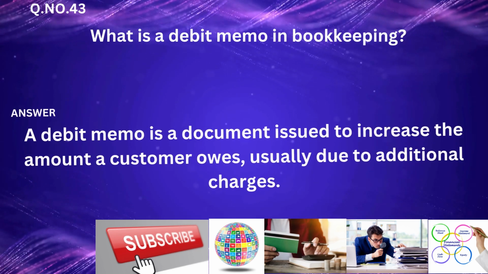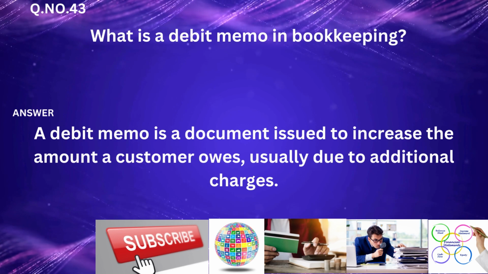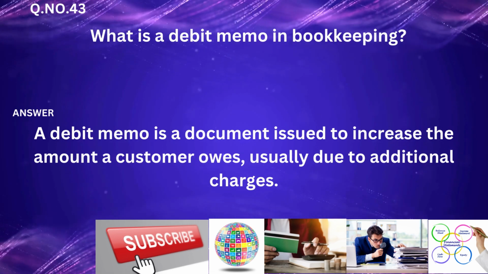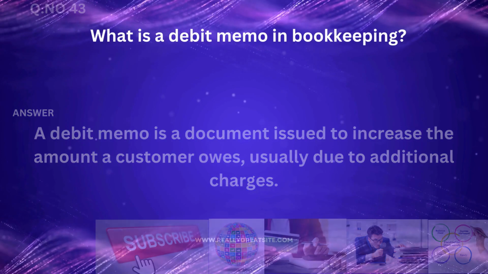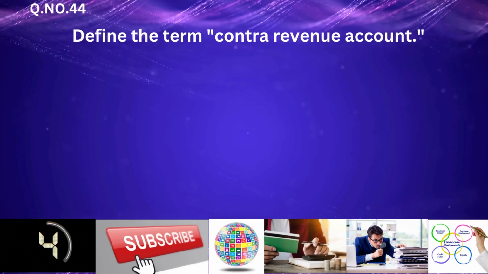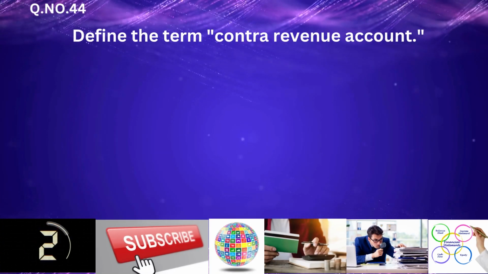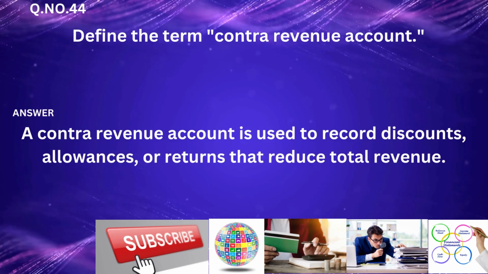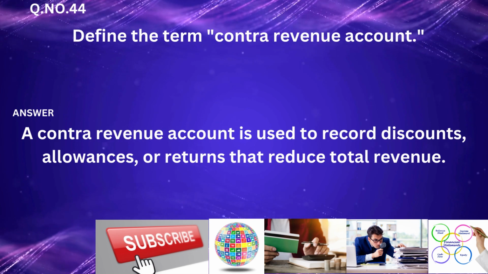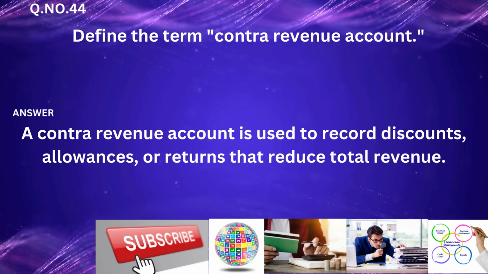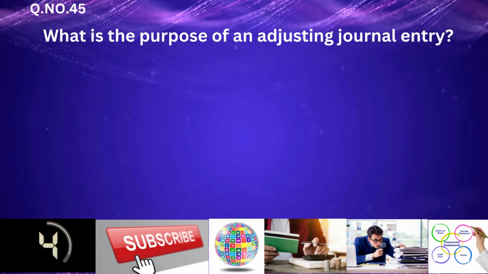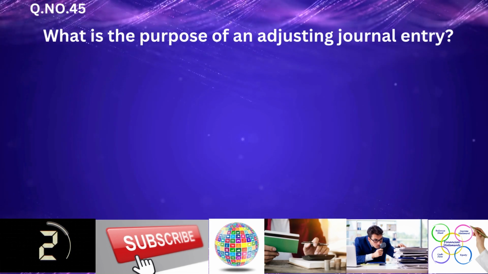Question 51. What is a voucher in bookkeeping? Answer: a voucher is a document that authorizes a payment and provides information about the transaction. Question 52. What is a fiscal period in bookkeeping? Answer: a fiscal period is a specific time frame used for financial reporting, typically a month, quarter, or year.